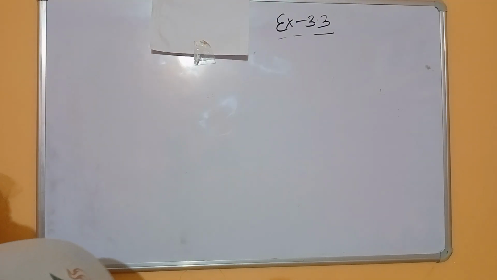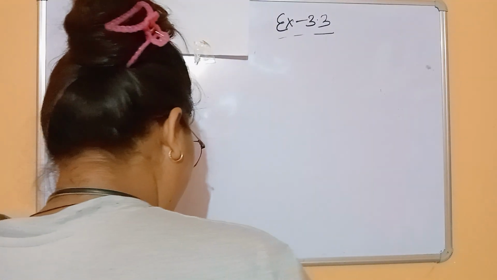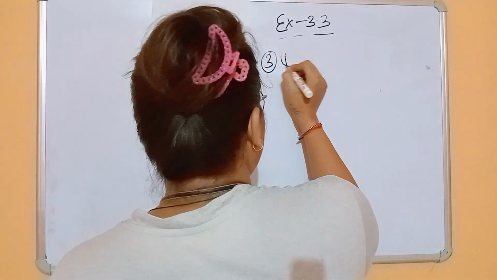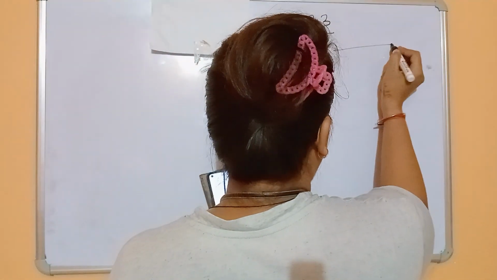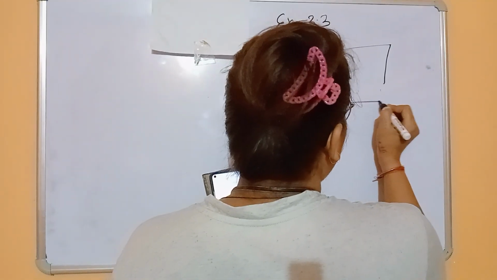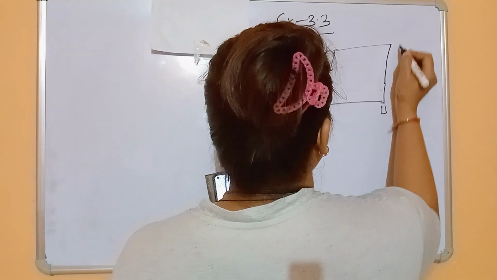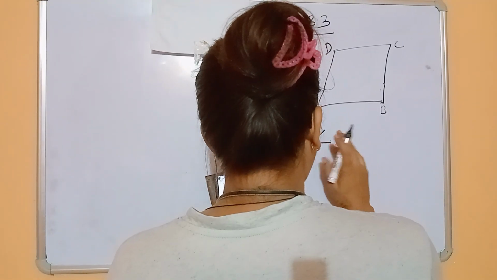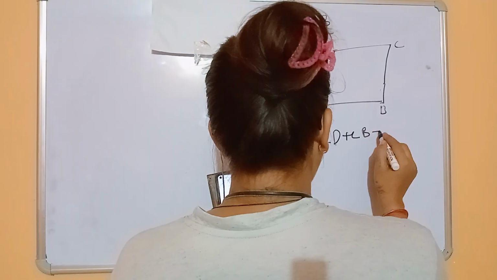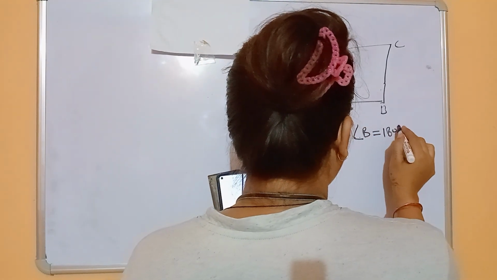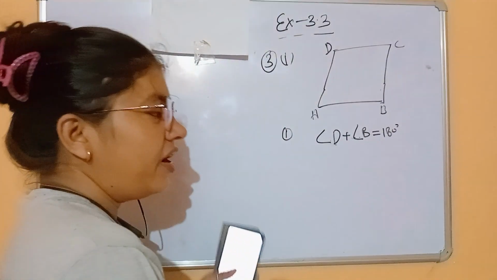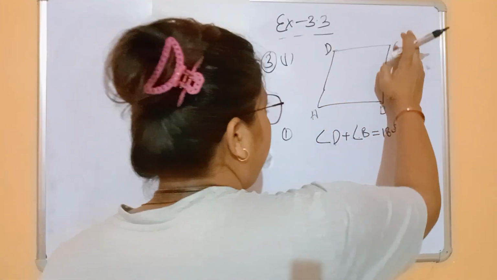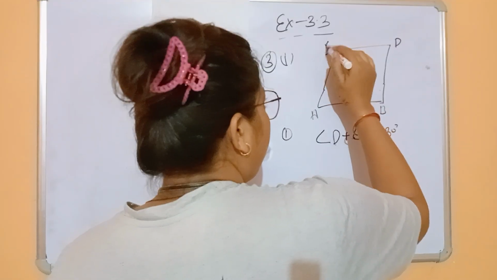What's in the third question? Can a quadrilateral ABCD be a parallelogram if, says the third question, angle D plus angle B is 180 degrees? By the figure we understand angle B is opposite to angle D. If we change the naming here, like A B, here we can write D C. Two figures are possible.